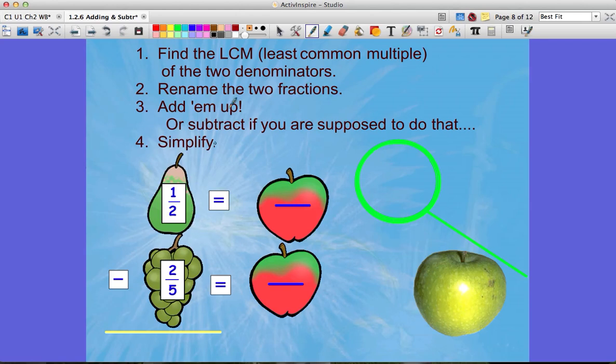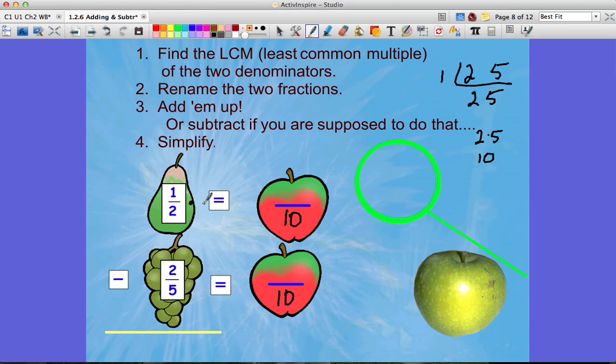So in this case, again, I have to find the LCM. This time it is of 2 and 5. So I put 2 and 5 in my ladder. I know 1 is the only common factor. I get 2 and 5. 2 times 5 gives me 10. So I know that I have to somehow get my fraction to have a denominator of 10.